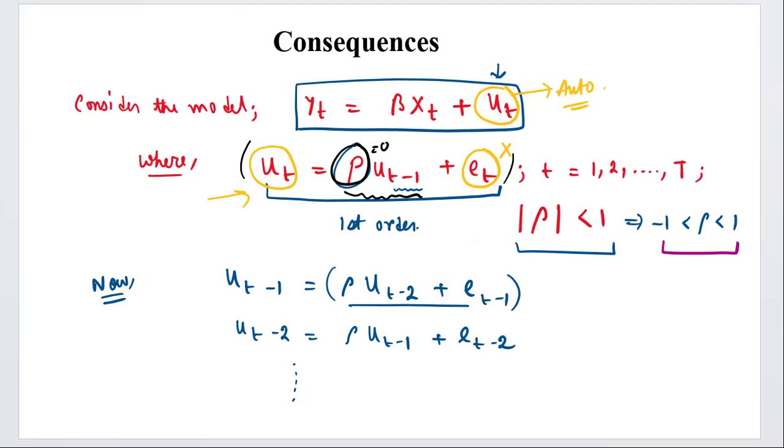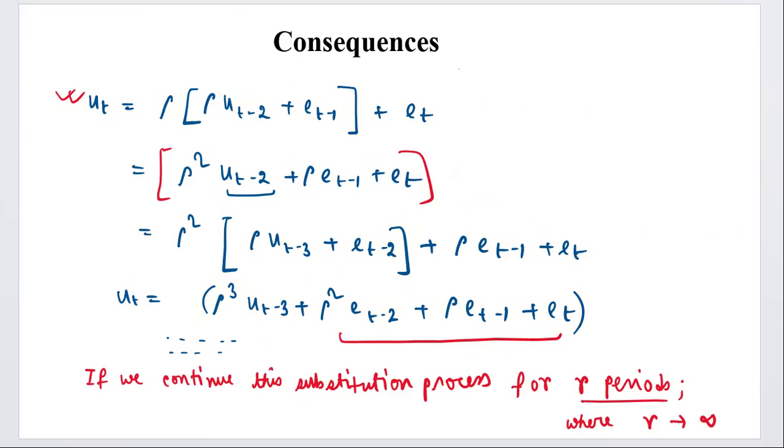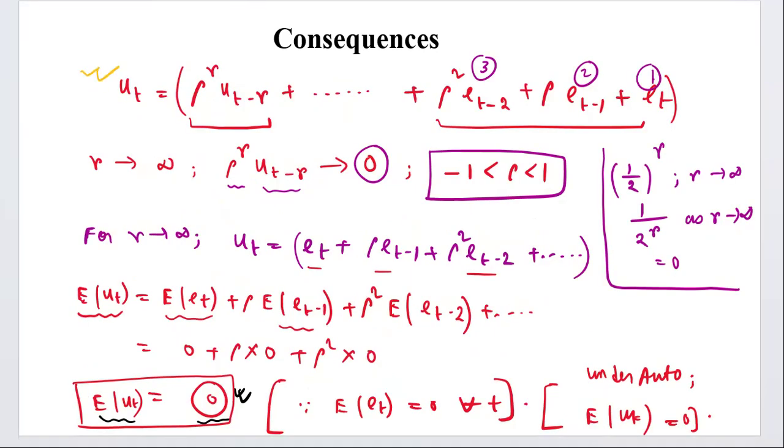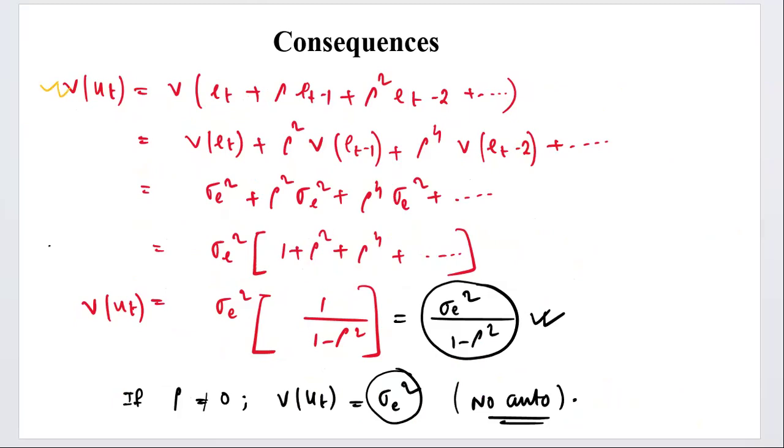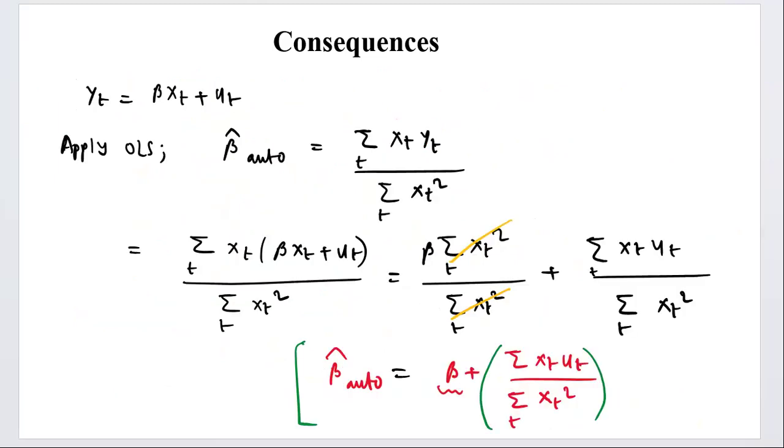If you have this kind of model, you can use this recursive relationship to find a general expression for ut. If you continue this recursive process for r periods, this is the general form. Now you can use this form to find the expectation and variance. Here I have taken the expectation on this general form, which has come out to be 0. So under autocorrelation also, the expectation of ut is 0. And the variance takes this particular form: sigma e square upon 1 minus rho square.